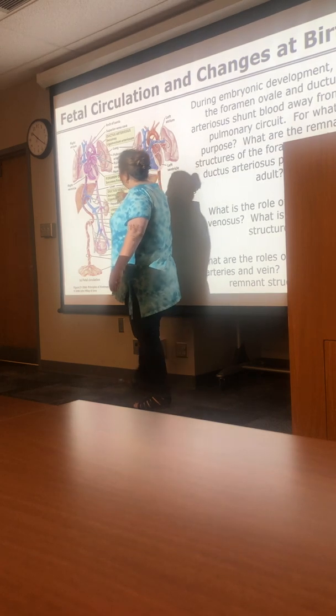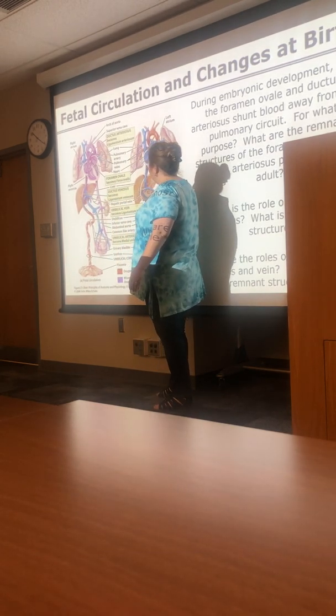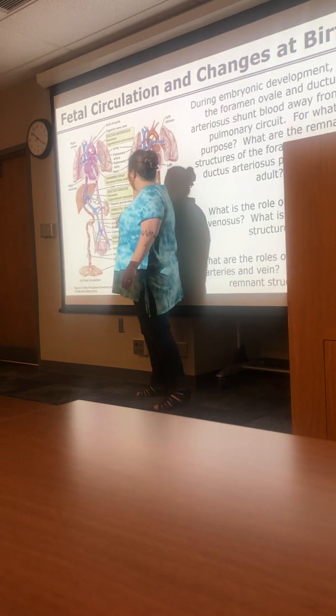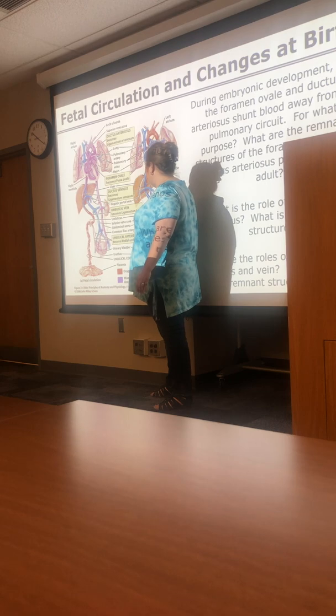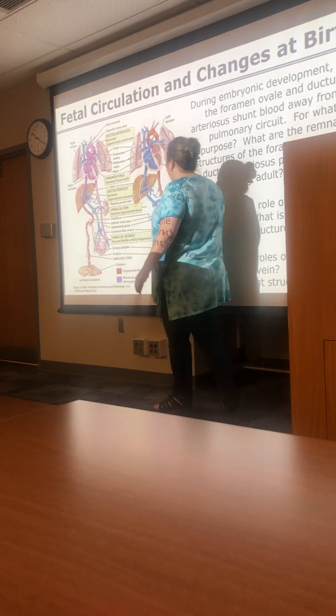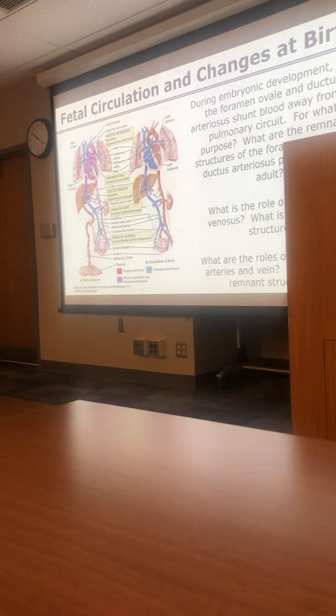The ductus venosus, which bypassed the liver for us, becomes the ligamentum venosum. Umbilical vein becomes the ligamentum teres hepatis. It left the hepatis off of that. And the umbilical arteries become the medial umbilical ligaments. So think about what you see in the embryonic heart. Think about what you see in the adult body. That's the remnant of those particular structures.